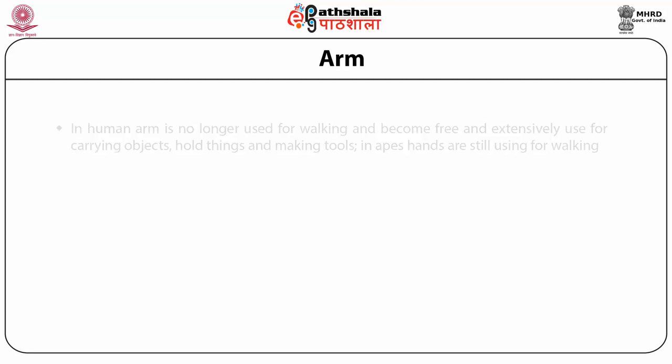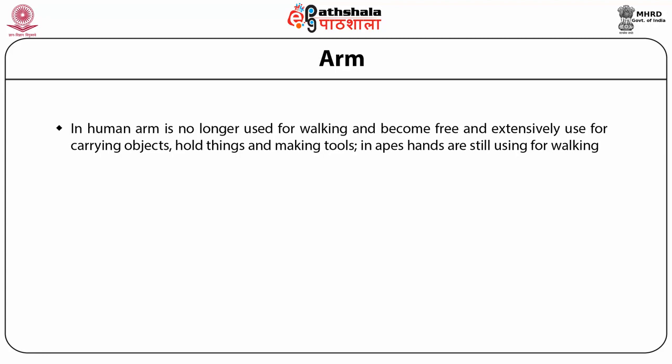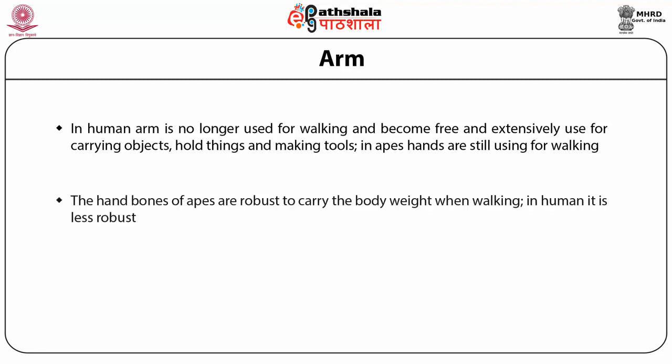Now let's discuss the comparative anatomy of the arms of man and apes. Unlike in apes, the human arm is no longer used for walking. It becomes free and extensively used for carrying objects, holding things and making tools. In apes, hands are still used for walking. This makes the hand bones of apes robust to carry the body weight when walking. The human hand becomes less robust.